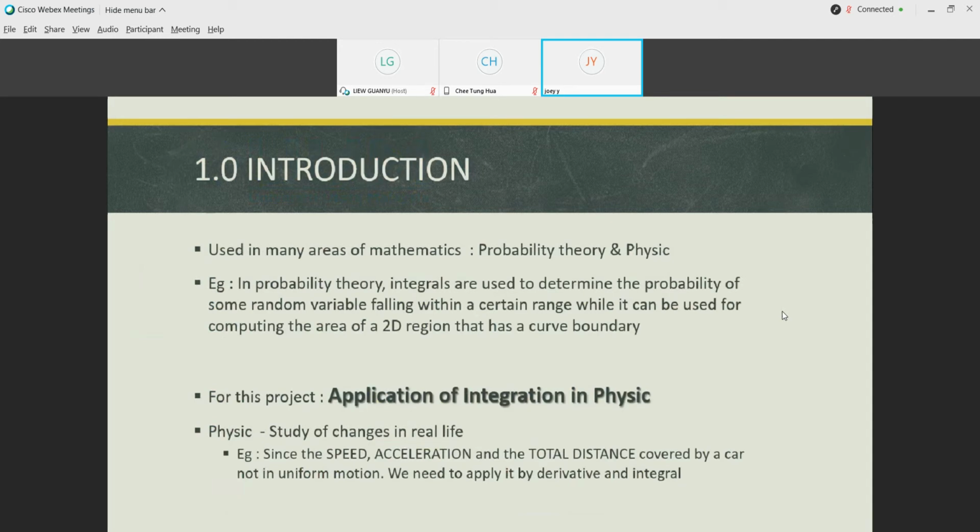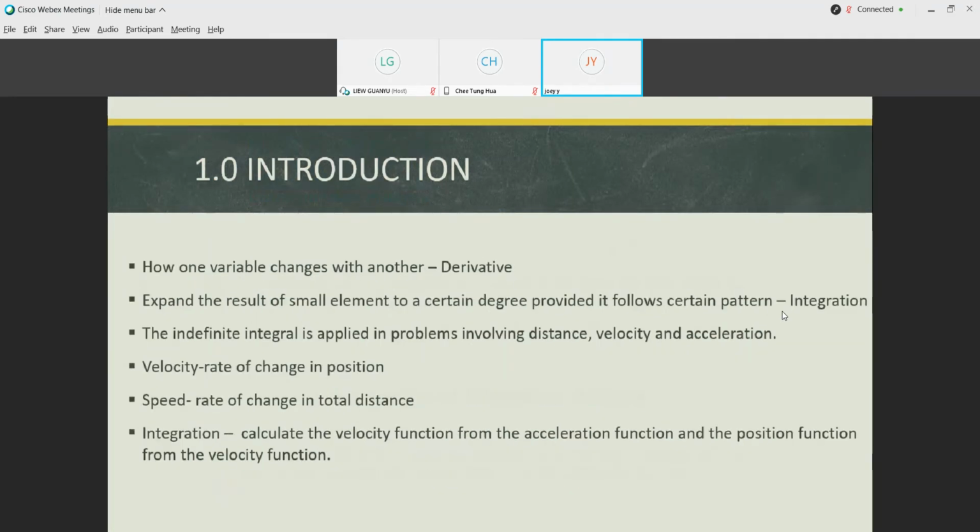Physics is the study of changes in our real life. For example, since the speed, acceleration, and the total distance covered by a car are not in uniform motion, we need to apply derivative and integral. When we want to know how one variable changes with another, derivative is important. When we want to expand the result of a small element to a certain degree provided it follows a certain pattern, integration is important. The indefinite integral is applied in problems involving distance, velocity, and acceleration.